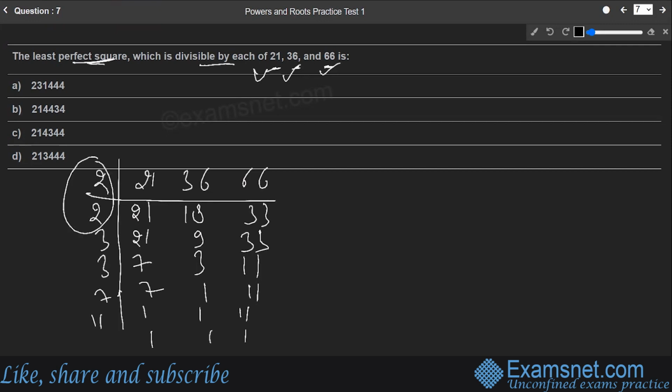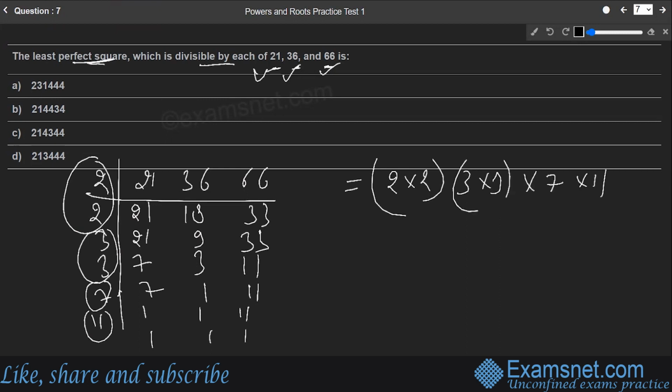So 2 two times, 3 two times, then 7, then 11. That is the least common multiple of 21, 36, 66, which is nothing but 2 into 2, then 3 into 3, then a 7 alone, and then an 11 alone. He said the least perfect square. So in this I have to find the perfect square. Obviously the 2s are repeated two times, so that is a square thing. The 3s are also repeated two times, so again a square thing. But this 7 is alone and this 11 is alone.